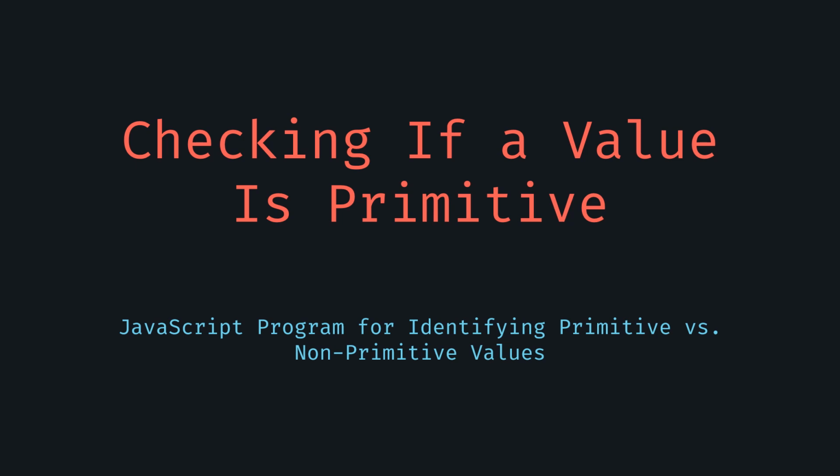In this session, we learn how to determine if a value is primitive in JavaScript. Primitive values are immutable and stored directly in memory, unlike objects, which are reference types. Let's explore an efficient way to check for primitive values.